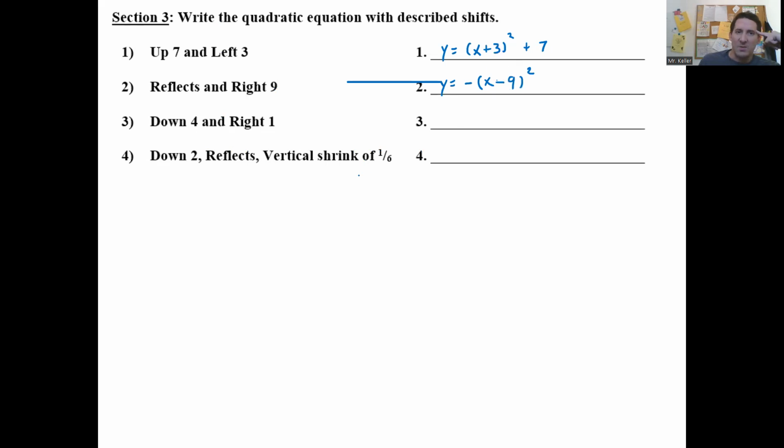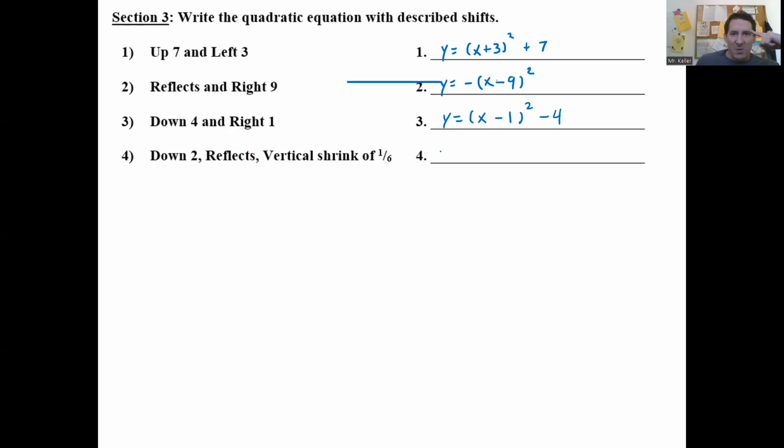We go down 4, right 1. So we don't have anything out front to worry about, but we do need parentheses. Down 4 is going to be -4 on the outside. Right 1 is going to be -1 inside the parentheses.